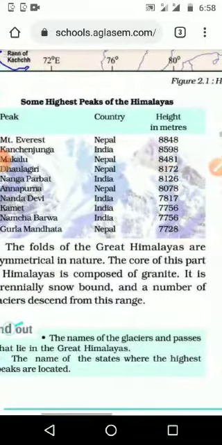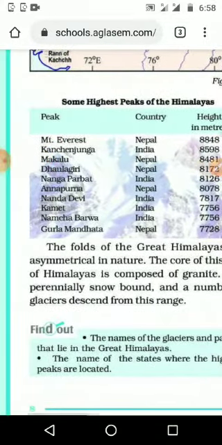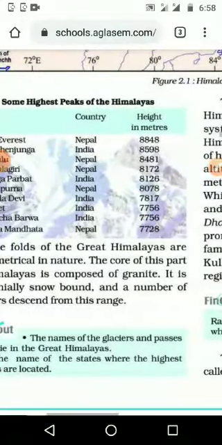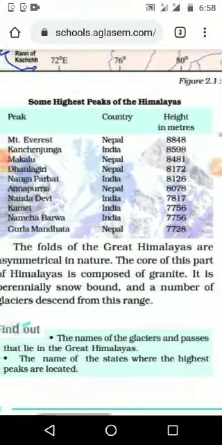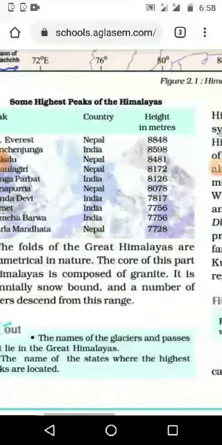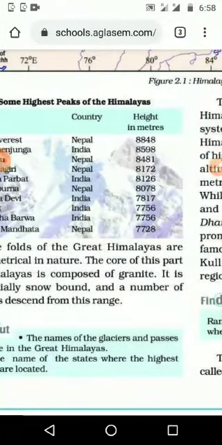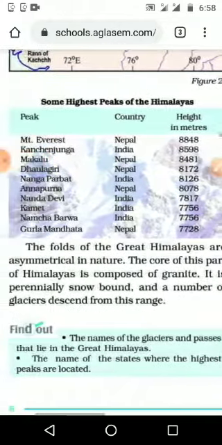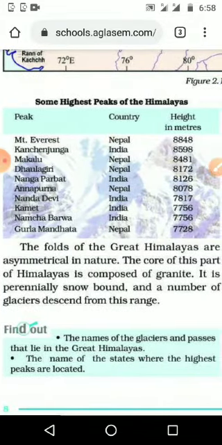But before that, we can see some of the peaks and which country has them, which part comes to India. Mount Everest is in Nepal, and the total height is 8,848 meters. Then Kanchenjunga, that is in India, 8,598. Then Makalu, that is in Nepal. Then the next one, Dhaulagiri, also in Nepal. Then Nanga Parbat, that is in India.